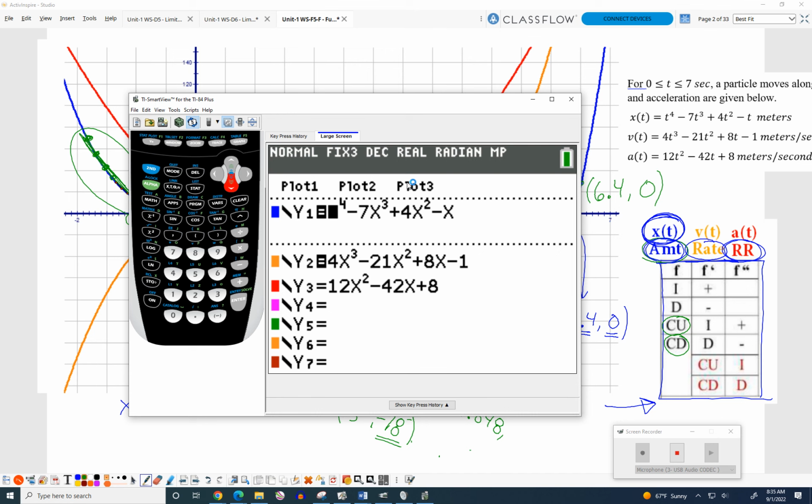The zoom we're talking about is you hit zoom. If you were to scroll down a lot, you'll eventually come to the word fit. But I'd rather not have to scroll all the way to there, so I just press 0.